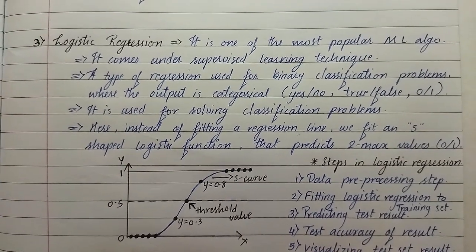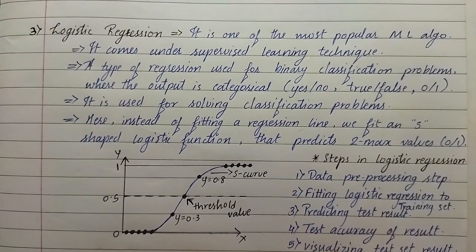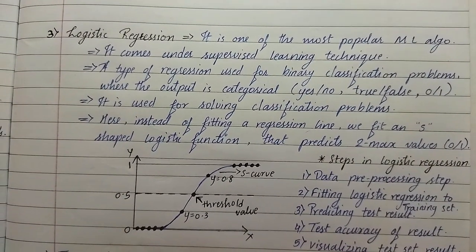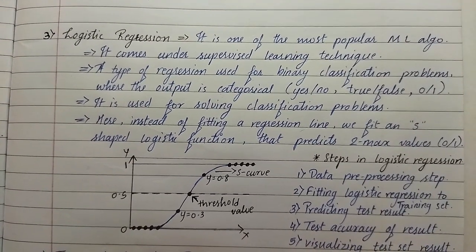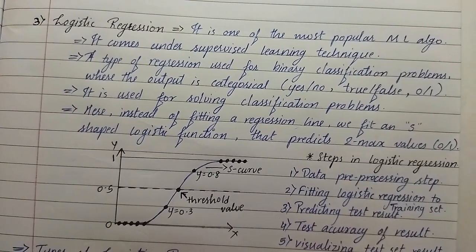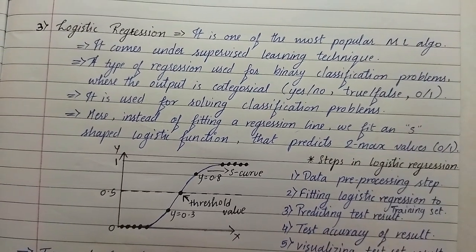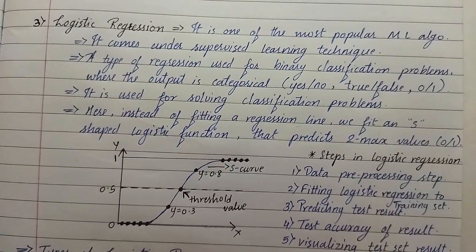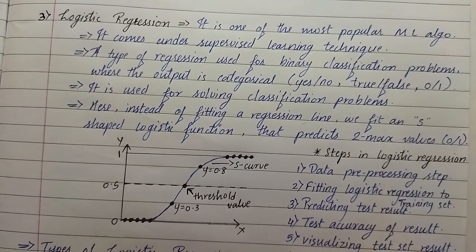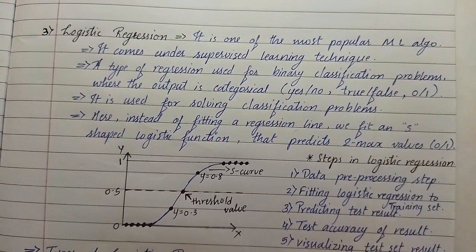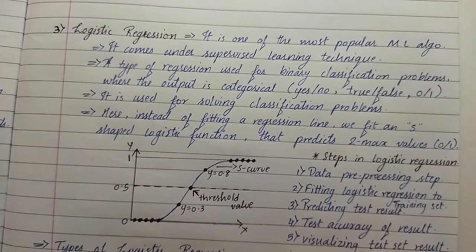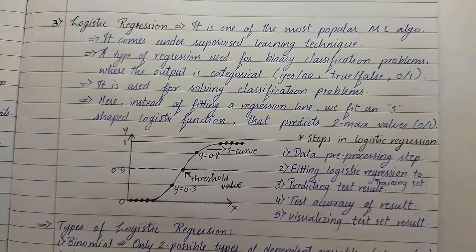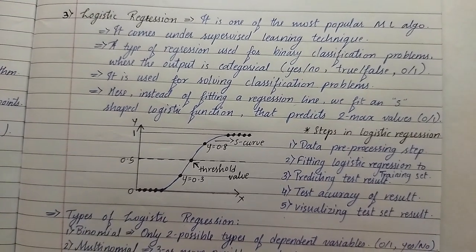So the third type of regression is logistic regression. It is one of the most popular machine learning algorithms, and it comes under supervised learning technique, and a type of regression used for binary classification problems where the output is categorical: yes, no, true, false, 0 or 1. It is used for solving classification problems. Here, instead of fitting a regression line, we fit an S-shaped logistic function that predicts two maximum values, that is 1 or 0.